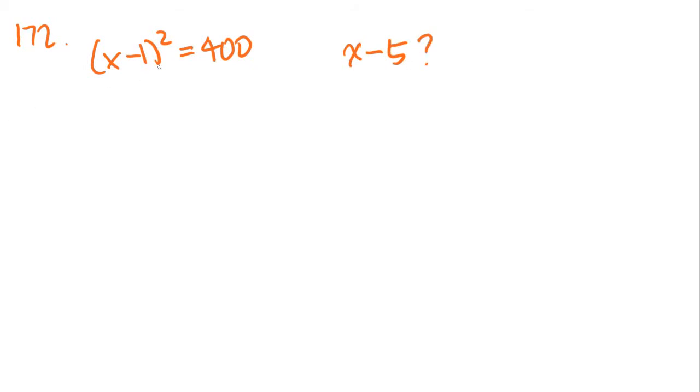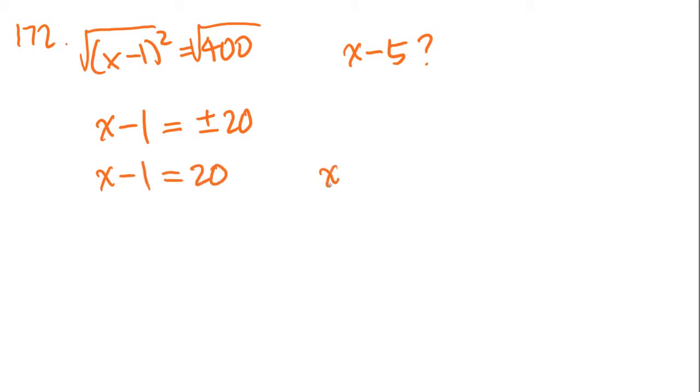Welcome back. Problem 172 states that if (x minus 1) squared equals 400, which of the following could be x minus 5? Well, (x minus 1) squared equals 400. We take the square root of both sides of this equation, and we get x minus 1 equals plus or minus 20. Remember that when you take a square root of a positive number, it could be a positive or a negative. Anyway, we can turn this into two different equations: x minus 1 equals 20, and x minus 1 equals negative 20.